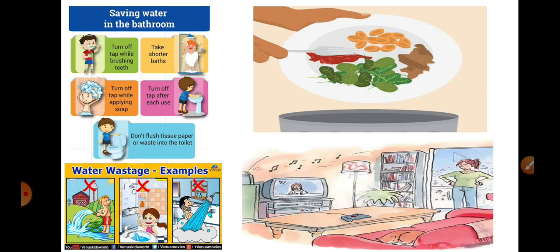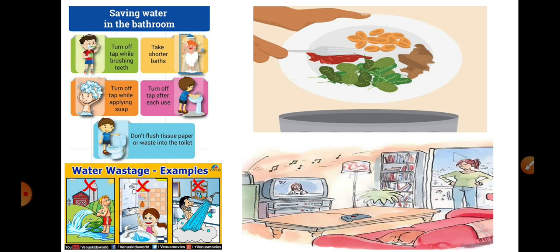Then, if you are watering plants, your pipe should not be kept open for a longer period of time. Plants do not require so much water, so a limited amount of water can be given and it will be enough for the plants. Then don't waste food. Take only that much food which is required, or which you want to eat. It should never be thrown in the dustbin. Food wastage is the biggest thing which we do usually, so that should be avoided.